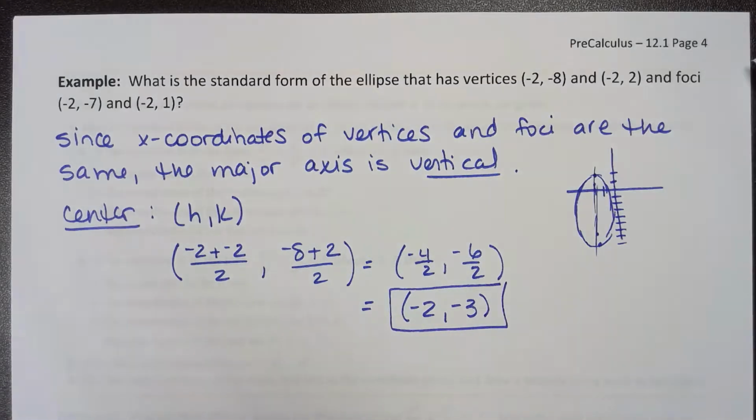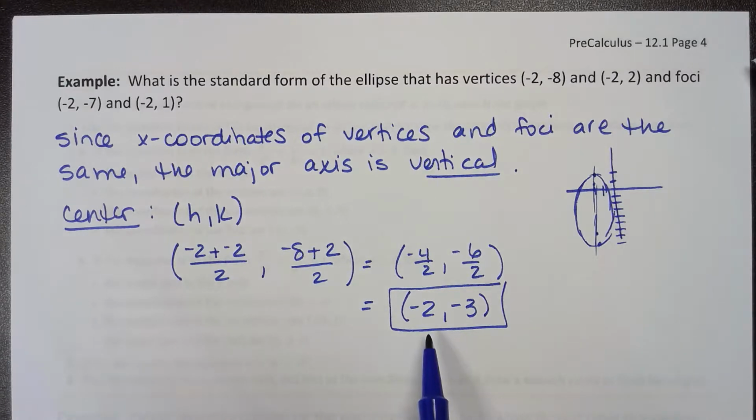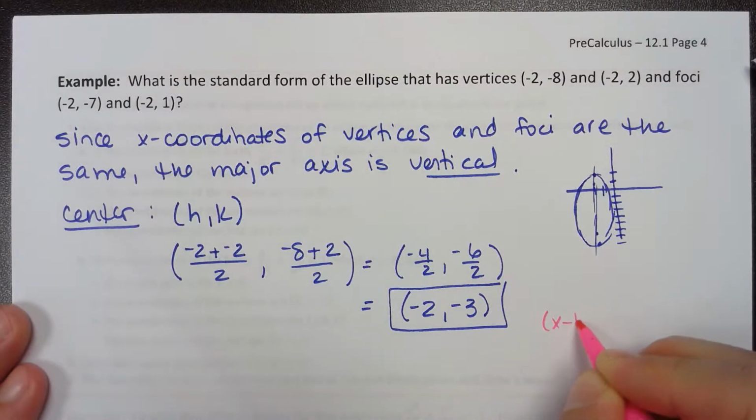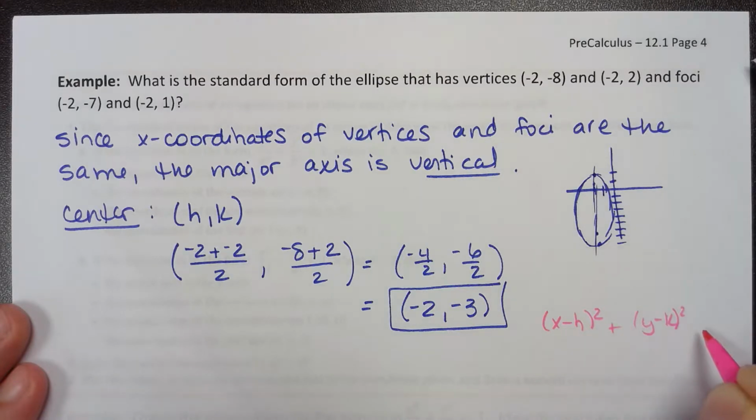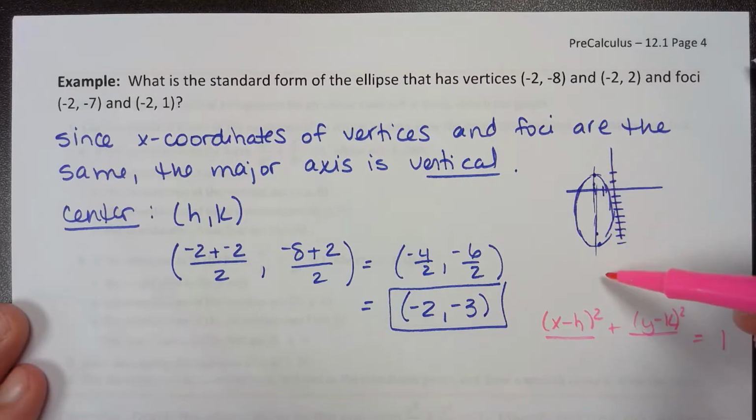Didn't really need to put a box around that because they want the equation. So this is not our answer, but having that box will draw my attention to it, that's for sure. So we have our center. Let's remember what our formula looks like. We have (x minus h) squared plus (y minus k) squared, both of those over something, equals 1. Whenever we have a vertical major axis, our a goes under the y.